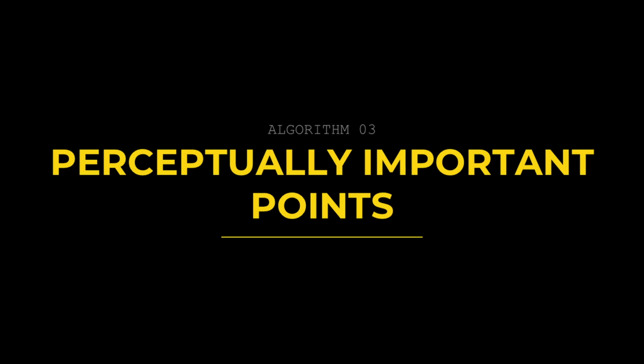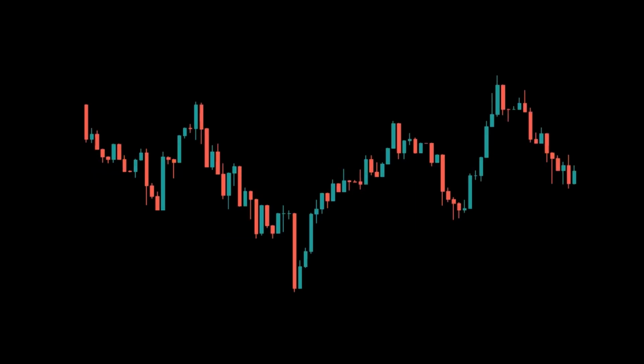The third algorithm is really called perceptually important points, or PIPs. The idea behind this method is to algorithmically replicate what your eye does naturally, which is to look for the most visually prominent turning points on the chart. The way it works is as follows.